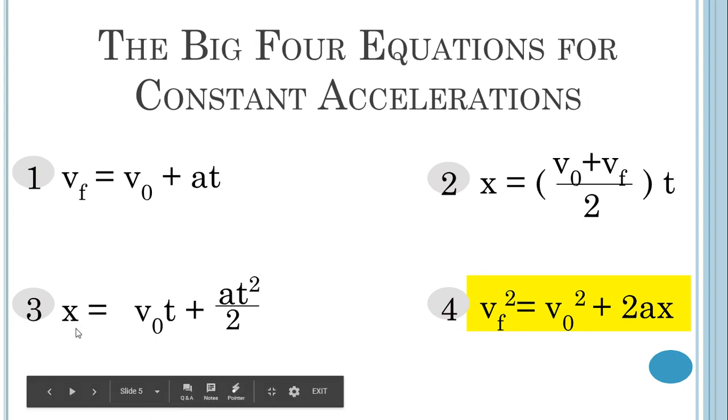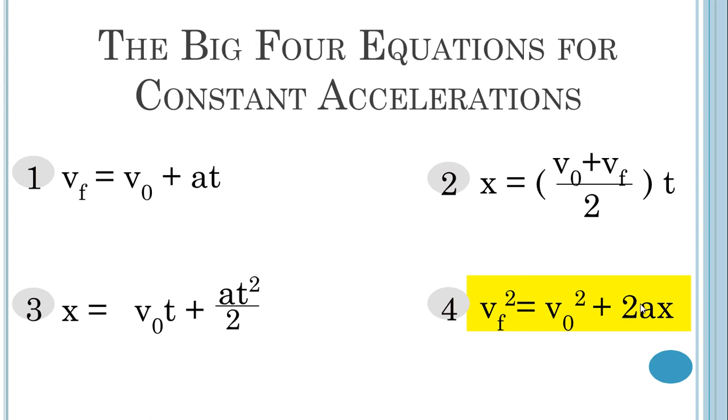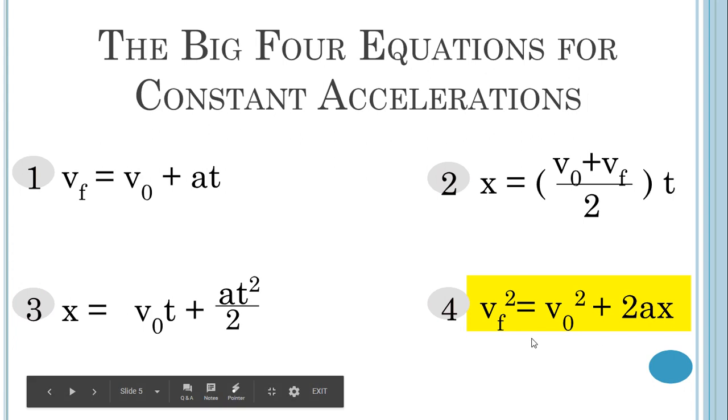We have x again, so our distance is equal to the initial velocity times time plus the acceleration times time squared divided by 2. And then this one, notice, is the final velocity squared is going to be equal to the initial velocity squared plus 2 times acceleration times distance.